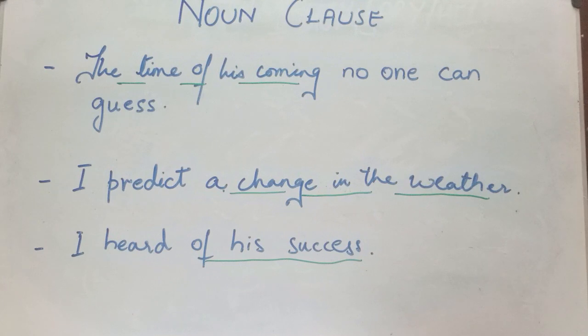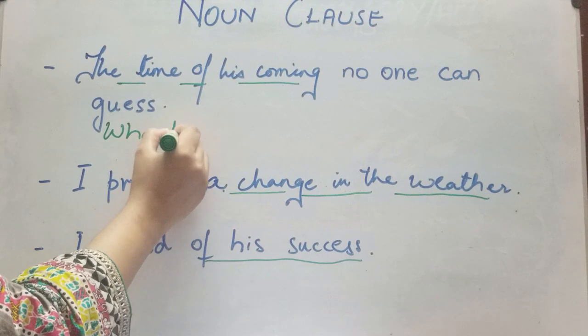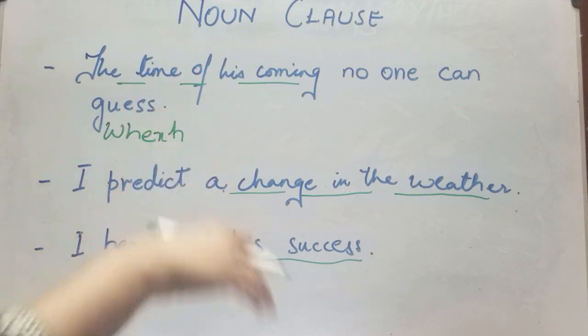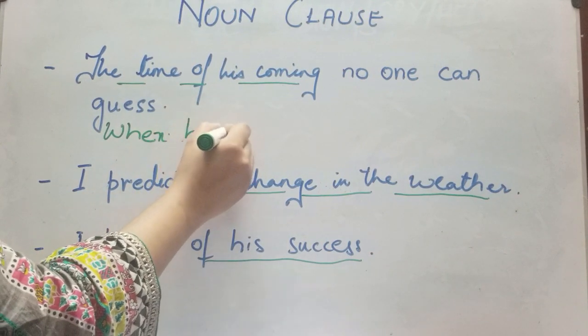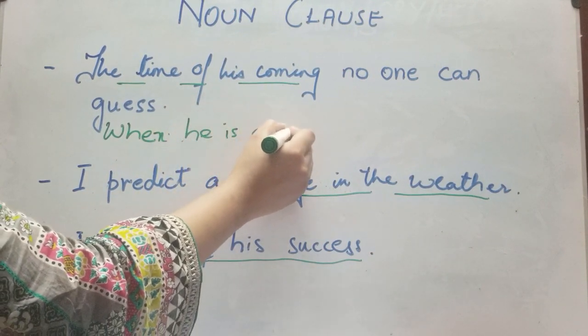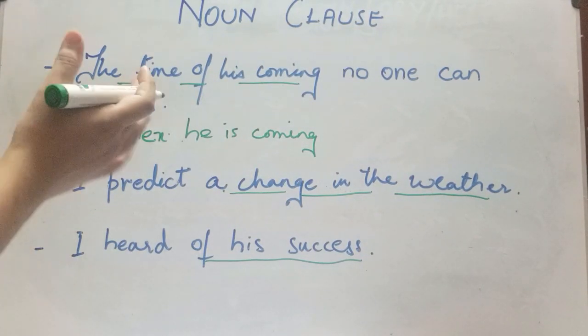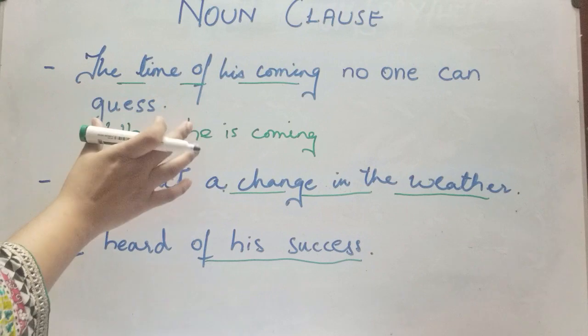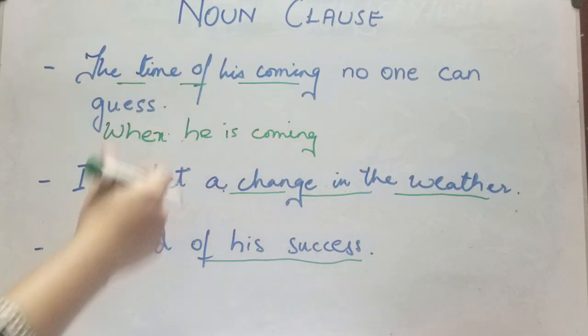Okay, can we change it now? What I thought was, when he will come, no one can guess. Or, when he is coming, no one can guess. So that's a noun clause. You have got a noun clause in the starting that is acting as the subject of the sentence, the subject of the verb.